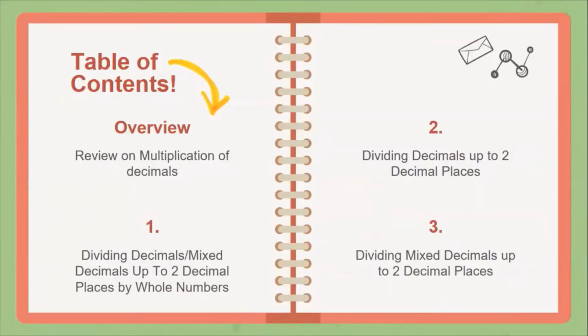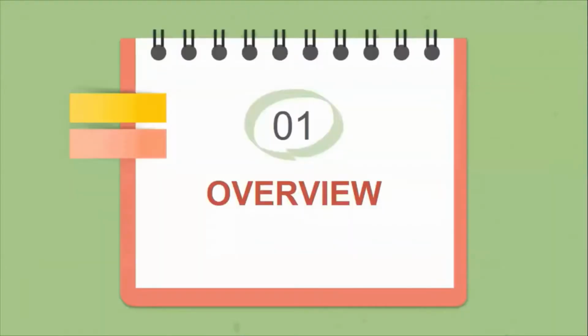For our table of contents, number 1, we are going to have a review on multiplication of decimals. First lesson, we are going to divide decimals or mixed decimals up to 2 decimal places by whole numbers. Number 2, we are going to divide decimals up to 2 decimal places. And lastly, we are going to divide decimals or mixed decimals up to 2 decimal places. So let us start with our overview.